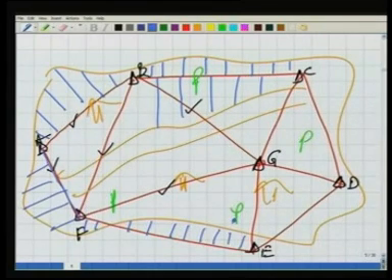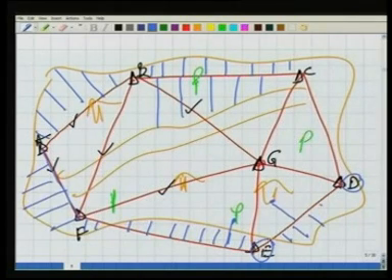This tree can be plotted with respect to the same line here. This house can be plotted with respect to the line ED, and also this boundary. Similarly here.